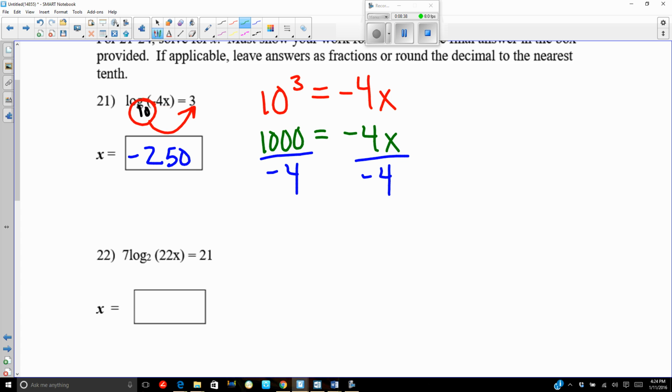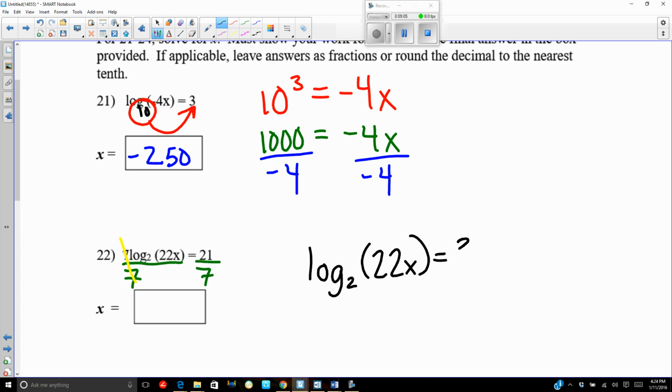22, the one addition to this problem that we need to make sure we remember before we use the shortcut and convert that to exponential form is it needs to be in standard log form. So to get in standard log form, there can't be a number in the front. So that's why we divide both sides by 7 first. So we're going to get log base 2 of 2x equals 3. And now that one can be set up and solved just like 21.